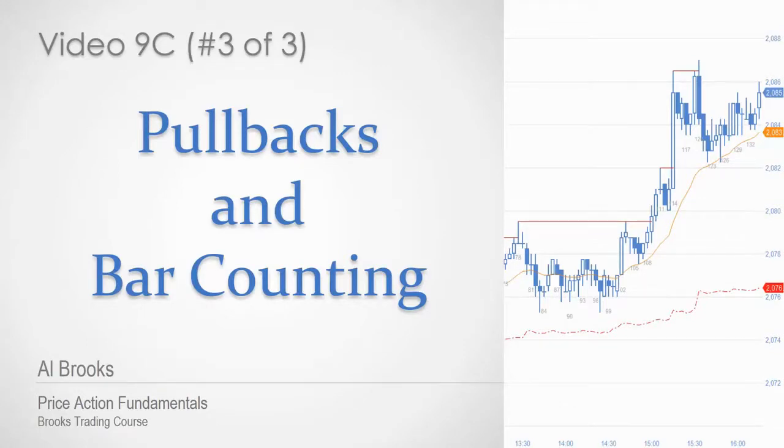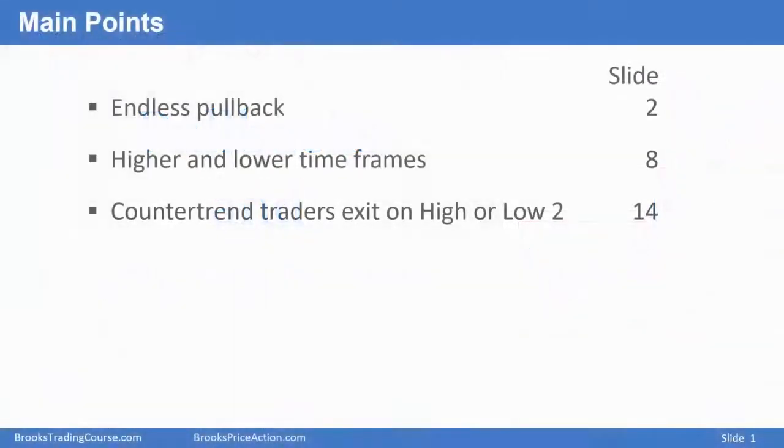This is the third of 3 videos on pullbacks and bar counting. I'm first going to be talking about endless pullbacks, pullbacks that just continue to grow until they become an opposite trend. I'm going to then move on and talk about pullbacks on higher and smaller time frames. And then I'll talk about the importance of counter trend traders exiting when there's a high 2 or a low 2.